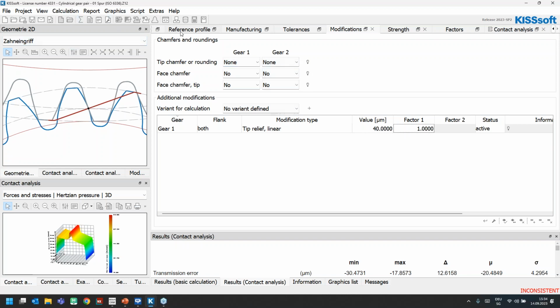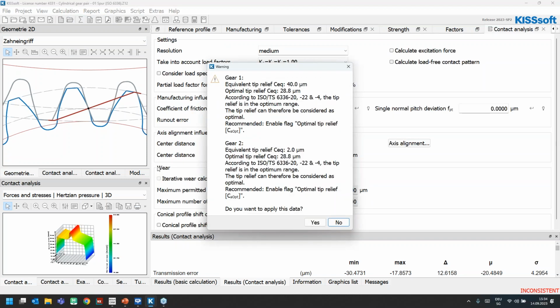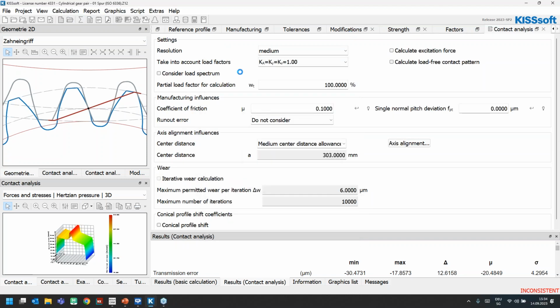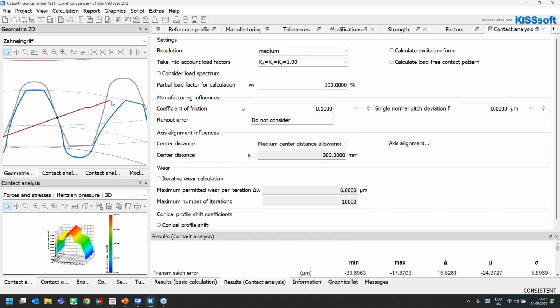So if I now press calculate, let us calculate this once. Then we will see here that, yeah, the modification is maybe a little bit too much, right? So I could reduce it a little bit so that we can reach the tip circle and the nominal contact ratio.